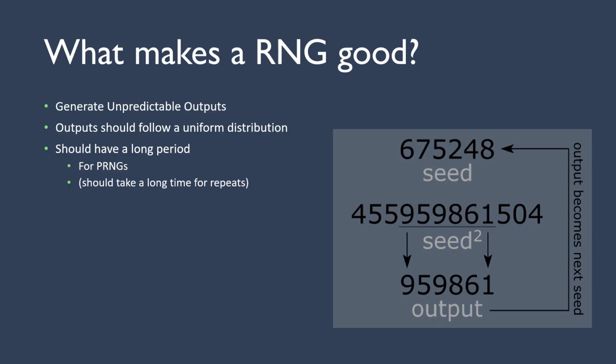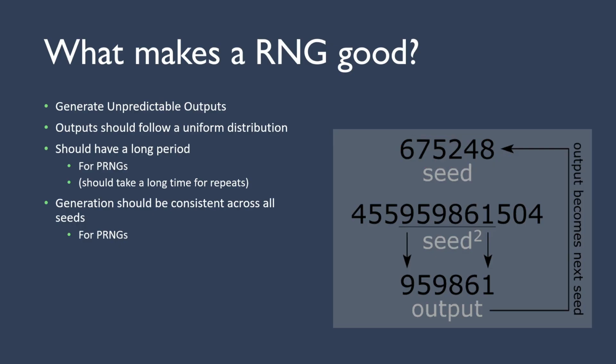Then it becomes trivial to predict. So you need to make sure that it does not repeat itself for a very, very long time. And the next one is that all of these previous ideas need to be consistent for every single seed. So say this initial seed is very good and it has a very long period. It gives output that follows the uniform distribution and it's not predictable.